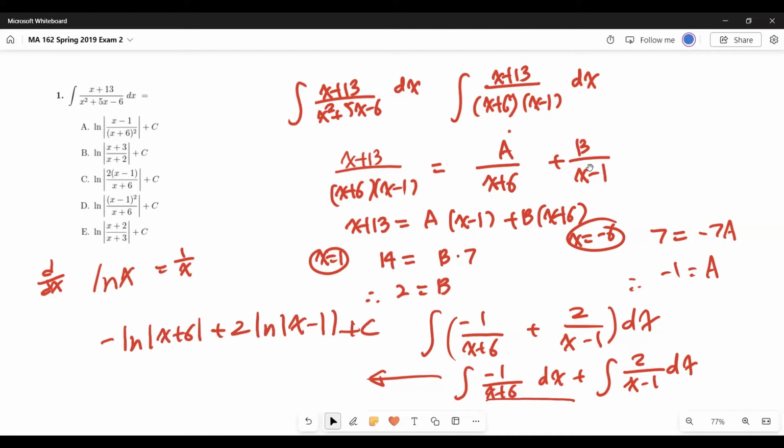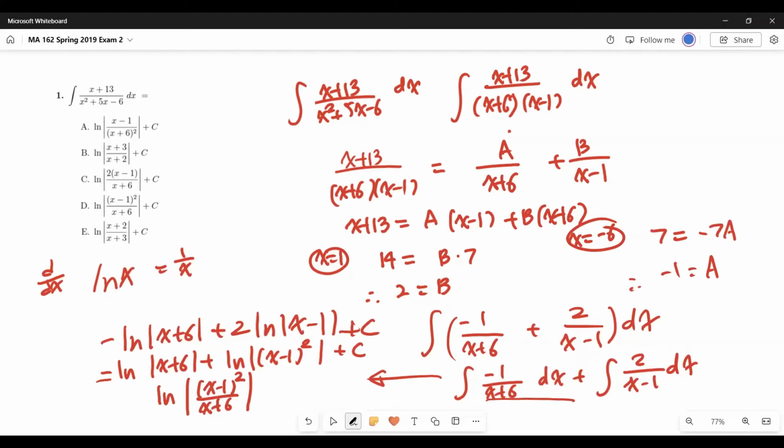And let's use our logarithmic properties. This becomes −ln|x + 6| plus ln|(x − 1)²| plus C. Since there's a negative sign, you can divide, giving ln of (x − 1)² over |x + 6|, plus C. So this equals option D. So the answer for this question is D.